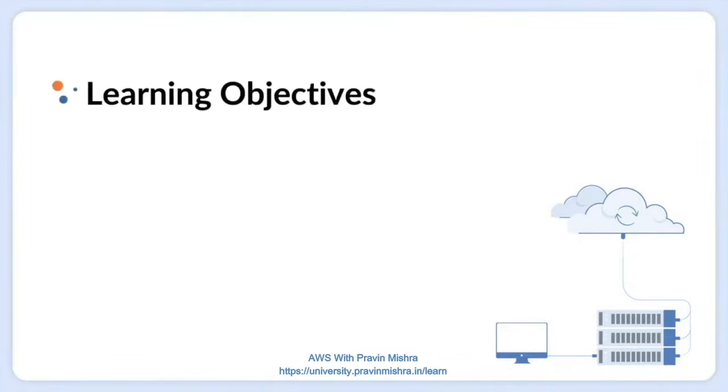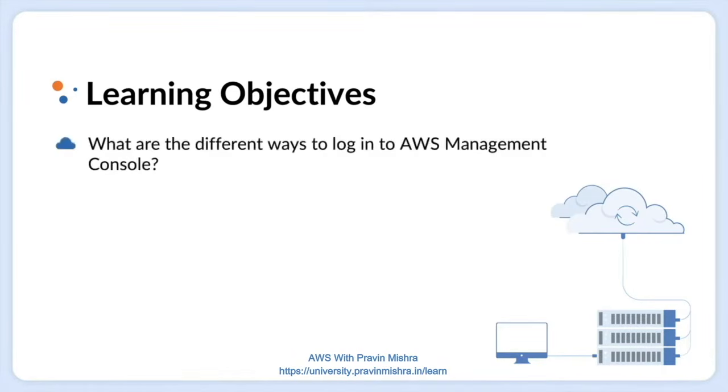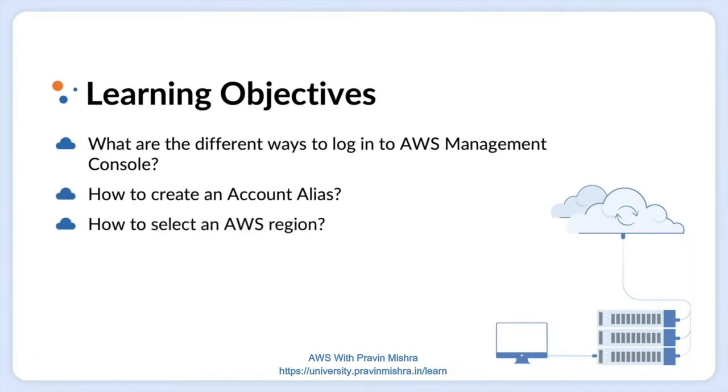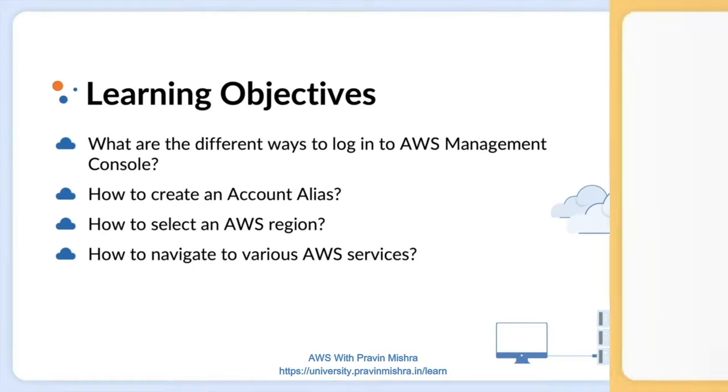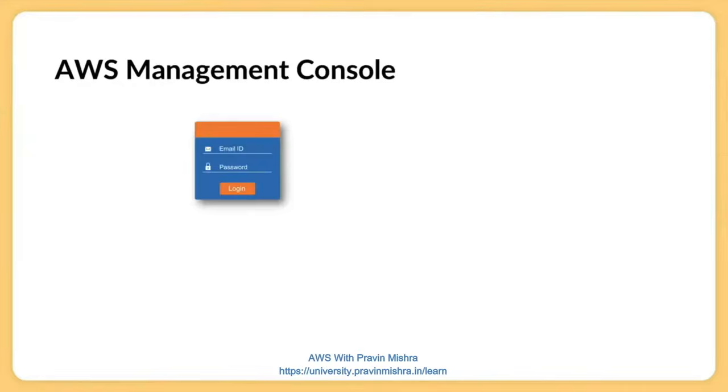Welcome back. In the last lesson, we looked into different ways to interact with AWS services. In this lesson, we will deep dive into the AWS Management Console and understand the different ways to sign into it, how to create an AWS account alias, how to select an AWS region in your AWS account, and how to navigate to different AWS services and their dashboards. We have a lot to cover, so let's get started.